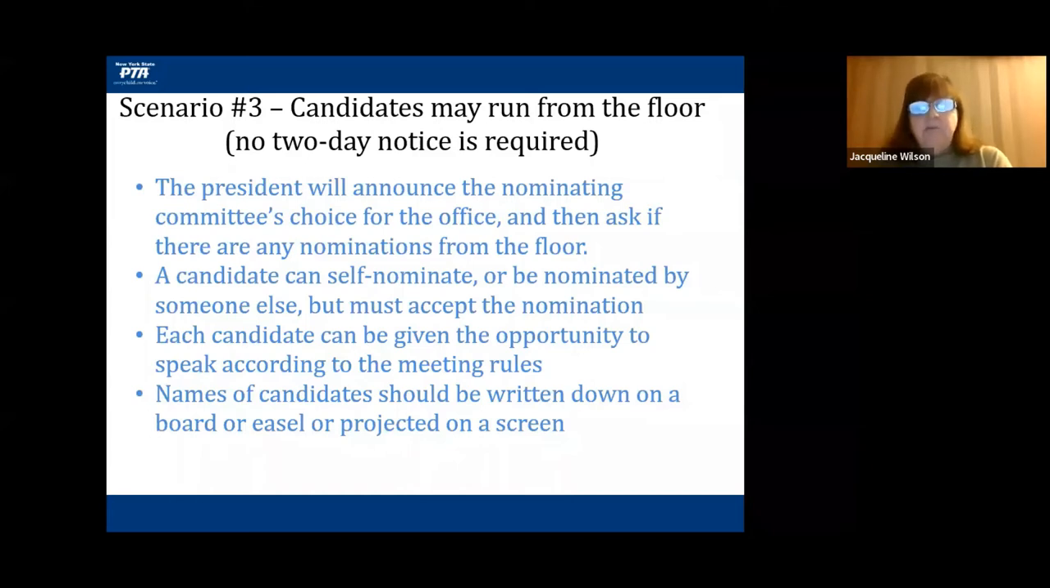And as I said, the names should be written on a screen, or projected on a screen, or written on a board or easel clearly, so that everybody has the names and can write them down.